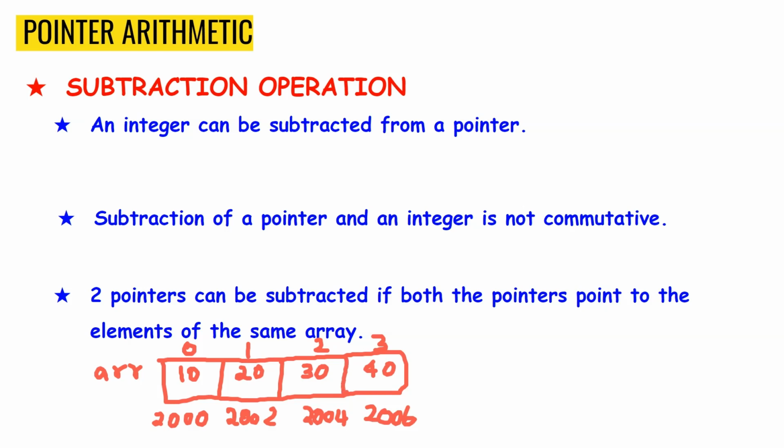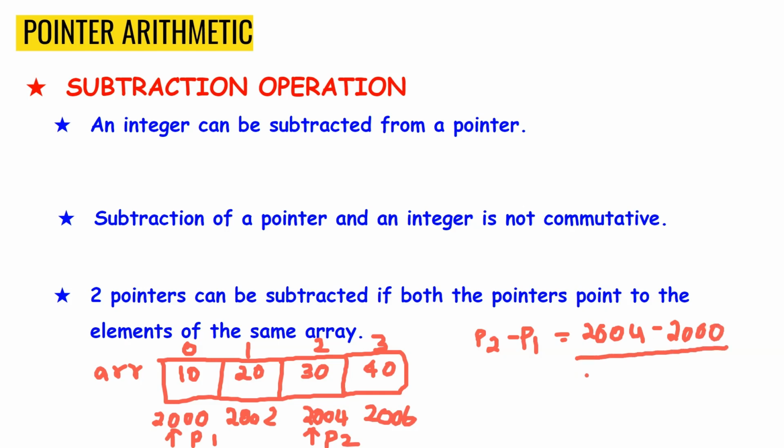Suppose I have two pointers, P1 pointing to the first element and P2 pointing to the third element. P1 will be equal to 2000 and P2 will be equal to 2004. So I can perform the subtraction operation P2 - P1. That is 2004 minus 2000 divided by the size of the pointer type, which is 4 divided by 2. So P2 - P1 would be equal to 2. This is how we perform the subtraction operation.